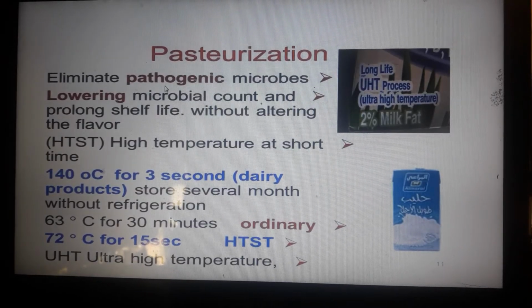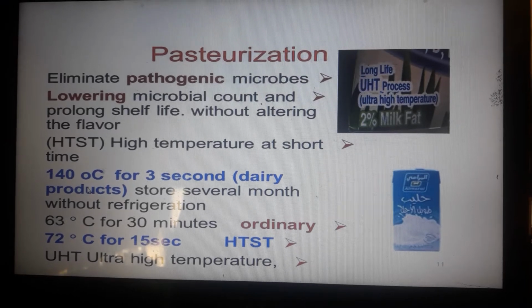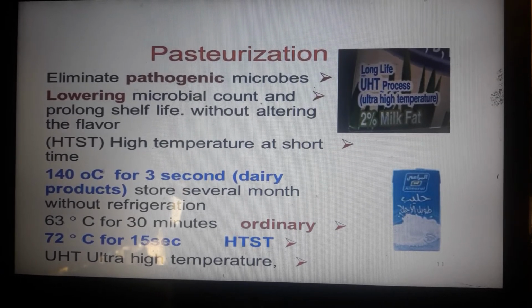So pasteurization eliminates pathogenic microbes, lowers the microbial count, and prolongs shelf life, or maintains the stability of the milk without altering the flavor. Okay, high temperature at short time. Let's say 140 degrees for 3 seconds only. So it can be stored for several months, or 60 degrees for 30 minutes, or 72 degrees for 15 seconds. Okay, or HTST, which is high temperature short time.